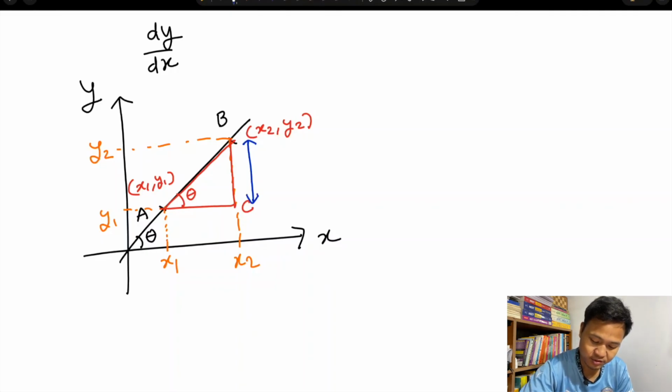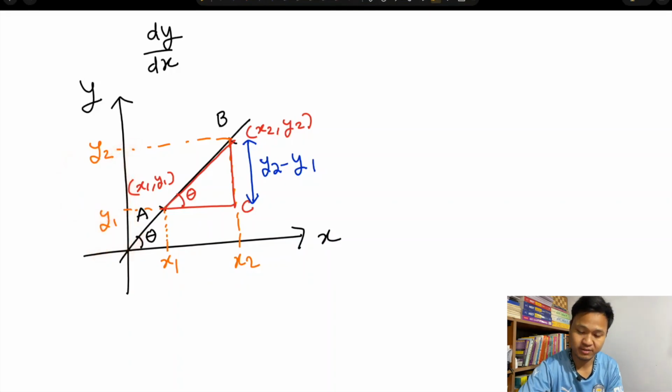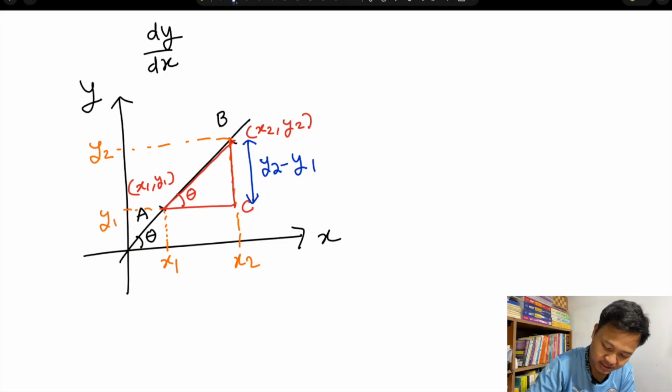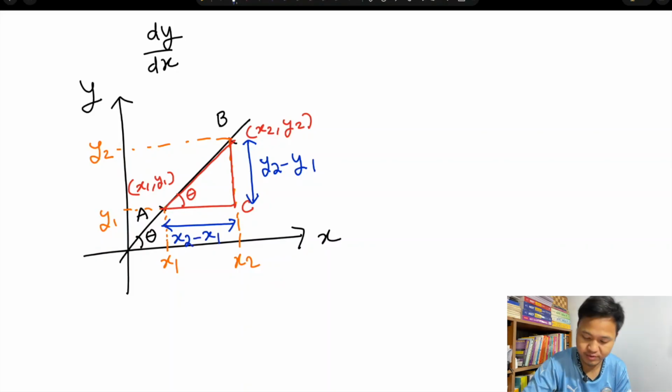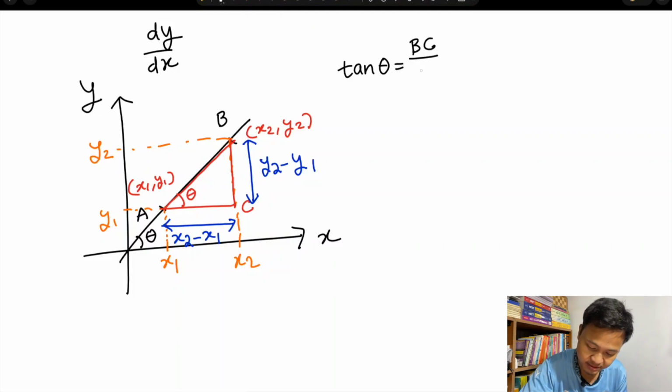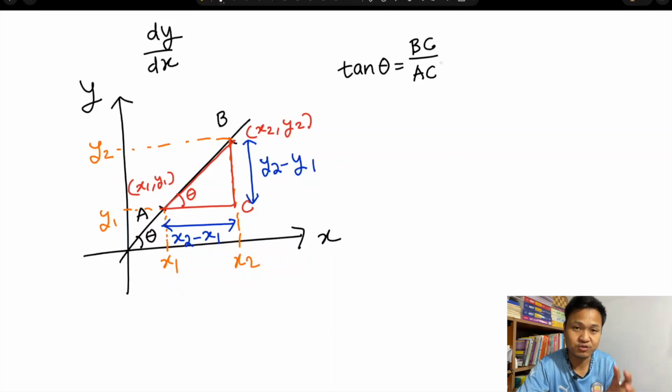So what is BC? Here BC is nothing but y2 minus y1. Similarly, AC is x2 minus x1. In the triangle, what is tan theta? Tan theta is nothing but BC divided by AC.